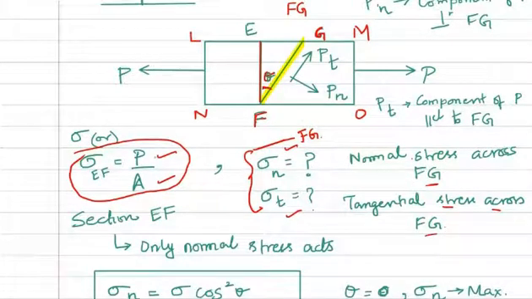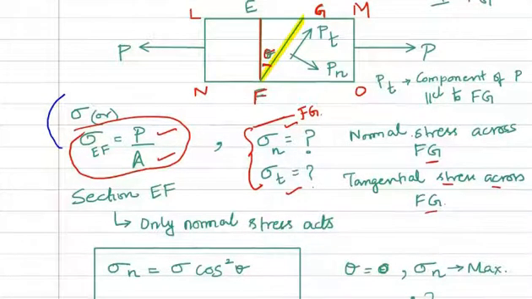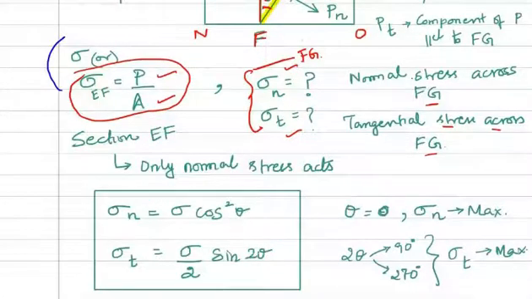We know that stress is equal to force by area. So this is applicable if the plane is perpendicular to the direction of the applied force. But here the plane FG is not perpendicular to the direction of applied force. So I have to calculate the values. So this value sigma n and sigma t can be calculated by resolving the forces parallel and perpendicular to the plane FG. So I'm not deriving the whole equation, I'm just writing down the final result.